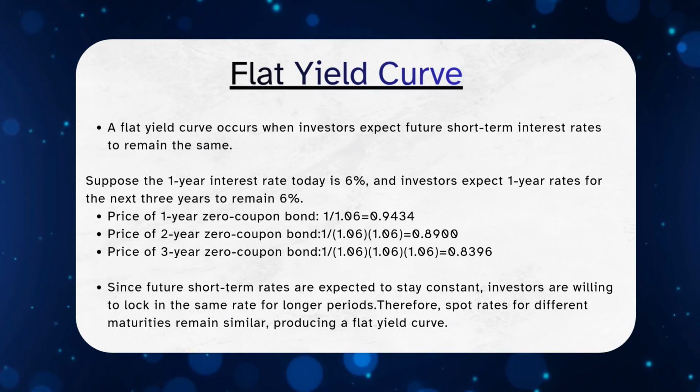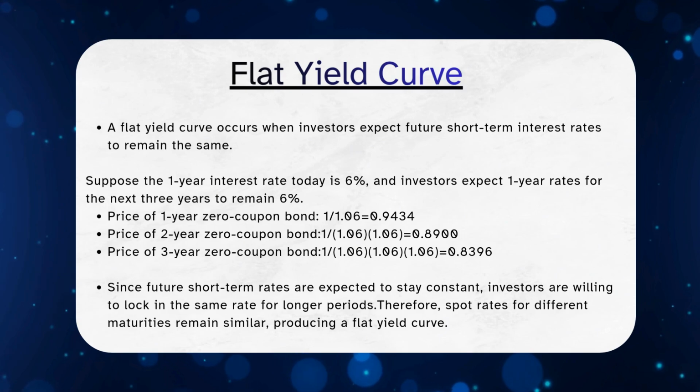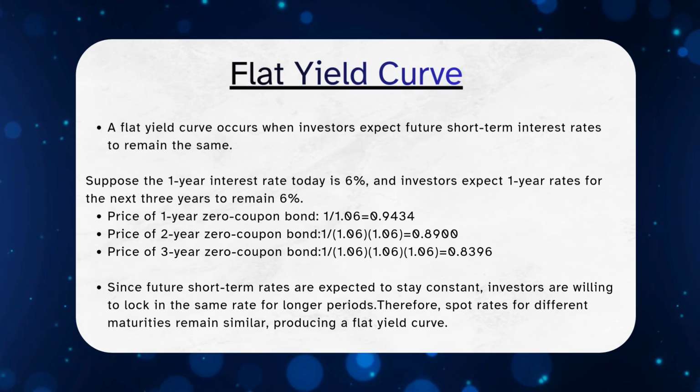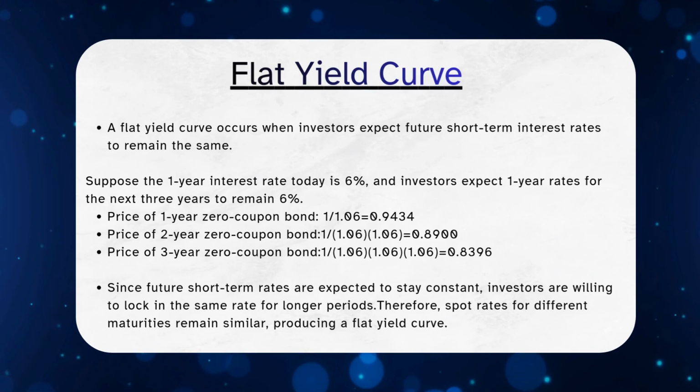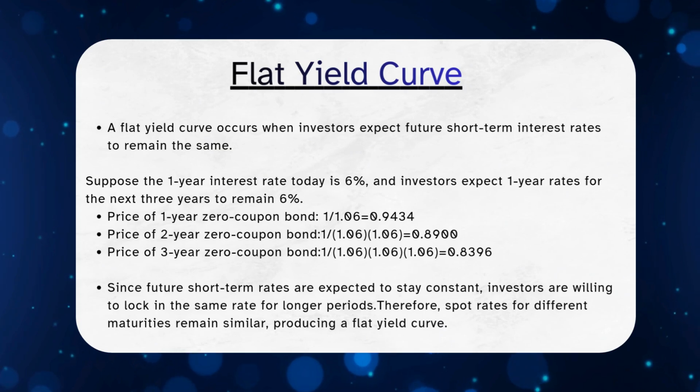The price of a one-year zero-coupon bond would be 1 divided by 1.06, which equals 0.9434. Similarly, the price of a 2-year zero-coupon bond equals 0.8900, and the price of a 3-year zero-coupon bond would be 0.8396. Since investors expect the same interest rate in the future, they are willing to invest for longer periods at similar rates. As a result, the spot rates across different maturities remain similar, producing a flat yield curve.